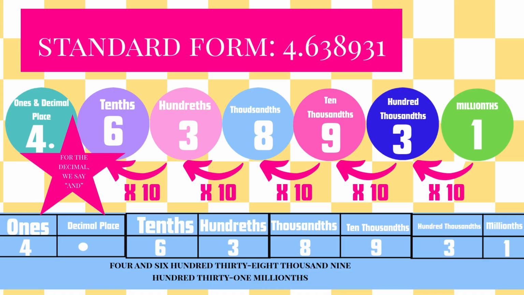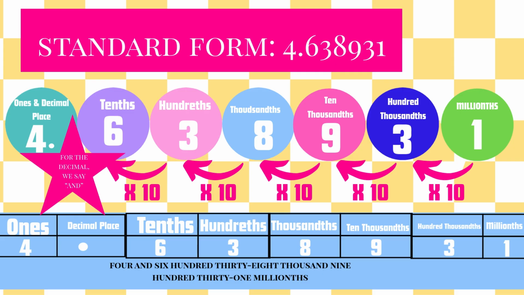The standard form is, in digits, 4.638931. Breaking this down, we have 4 ones, then our decimal point, 6 tenths, 3 hundredths, 8 thousandths, 9 10,000ths, 3 100,000ths, and 1 millionth. In written form, this would be 4 and 638,931 millionths.